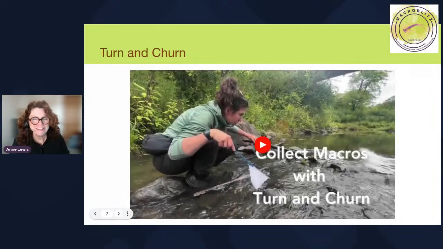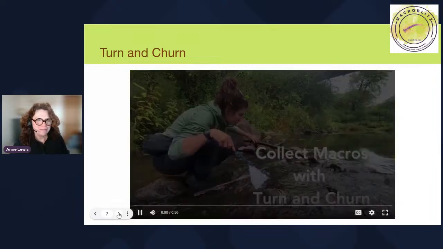Obviously, turn and churn is an effective way to collect macros. You'll notice there's a little bit of rubbing in there too, but again, very self-explanatory.